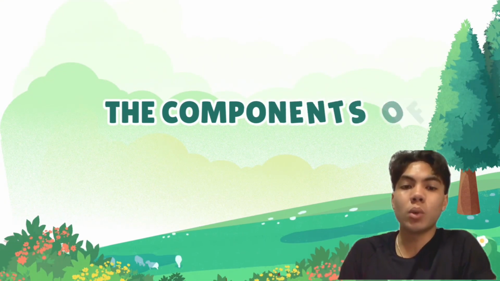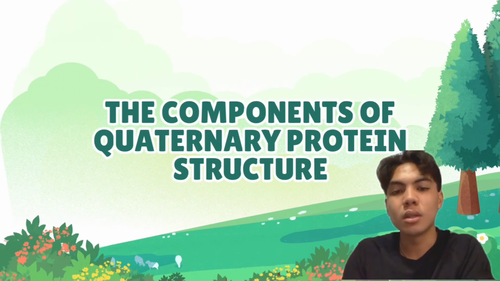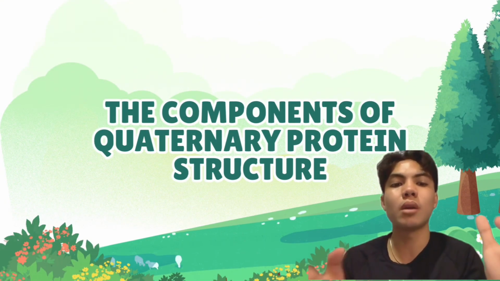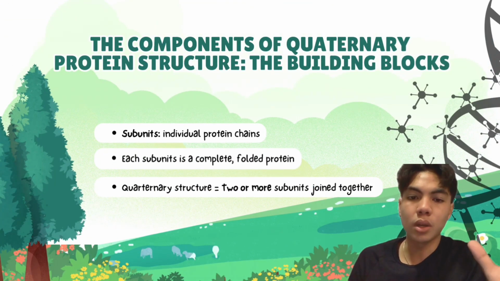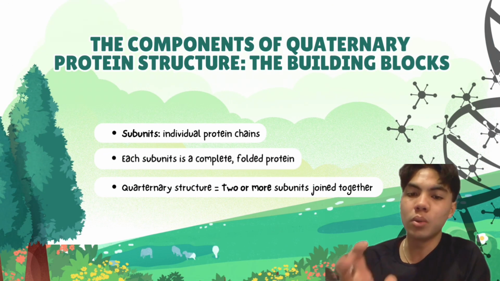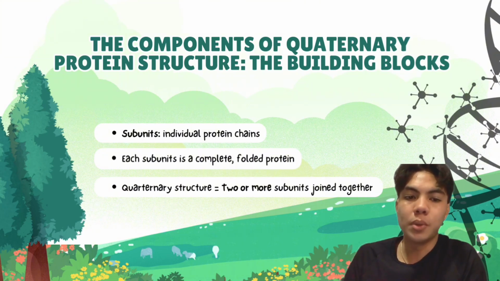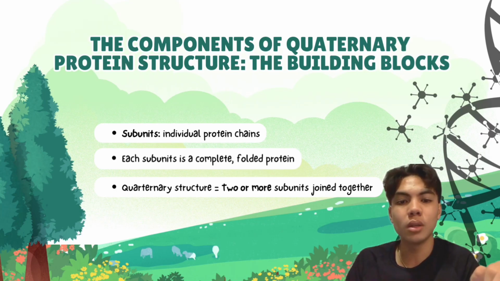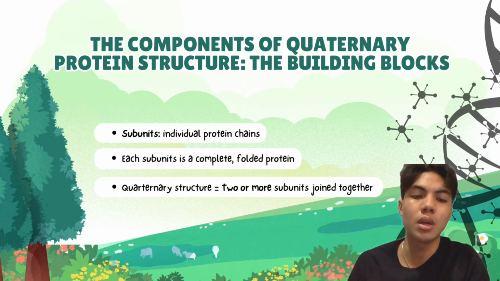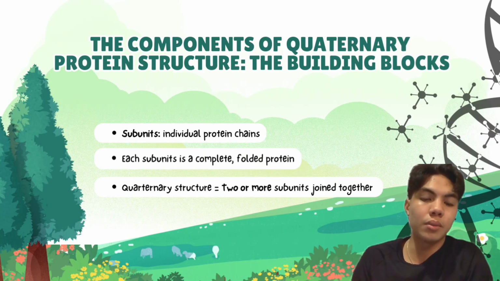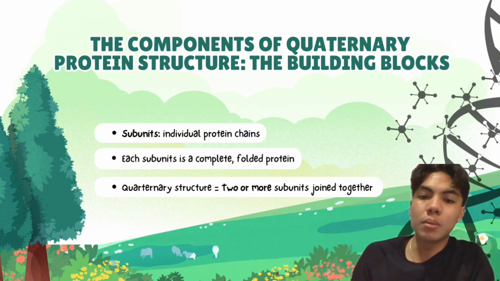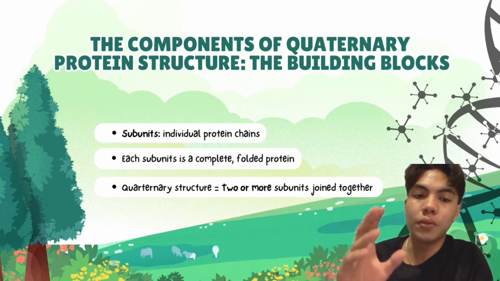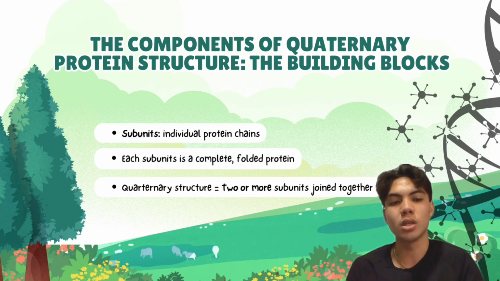We've talked about what quaternary structure is. Now let's look at the actual pieces that make up these complex proteins. The main pieces are called subunits. You can think of them as individual Lego bricks. Each brick is complete on its own. It's a fully folded protein, but it's designed to connect with others. So when we say a protein has a quaternary structure, it means it's made of two or more of these individual protein chains or subunits.